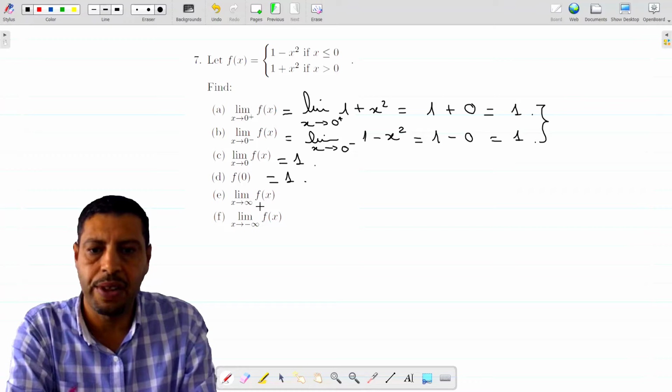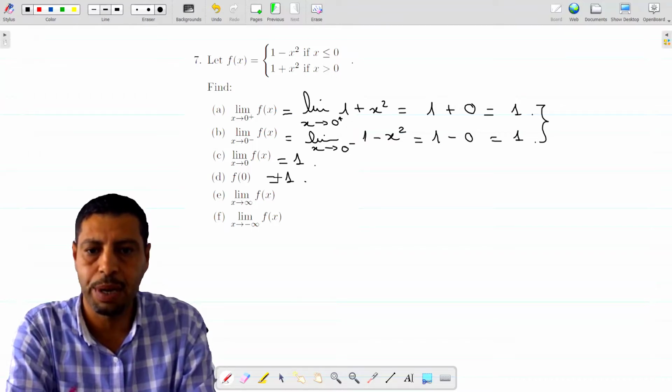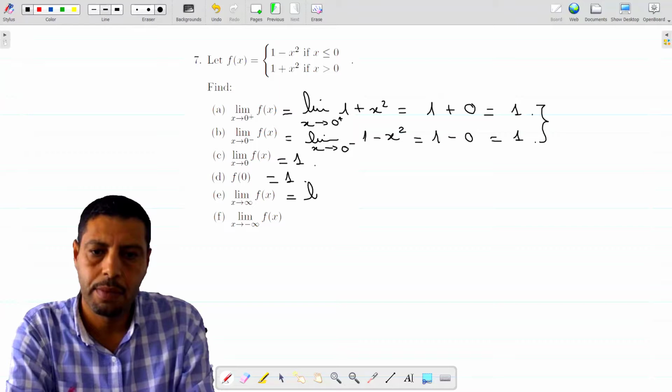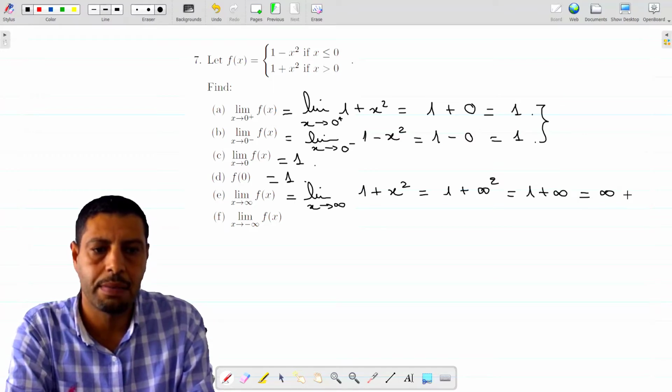Now, the limit at infinity, and you know that when x approaches infinity, it means it's greater than 0. Of course, it's positive. So we have to consider the second expression. So it's the limit as x approaches infinity of 1 plus x squared. Of course, you can use the limits notation. So it's 1 plus infinity squared, and infinity squared is infinity, so we're going to find 1 plus infinity, and 1 plus infinity is infinity.